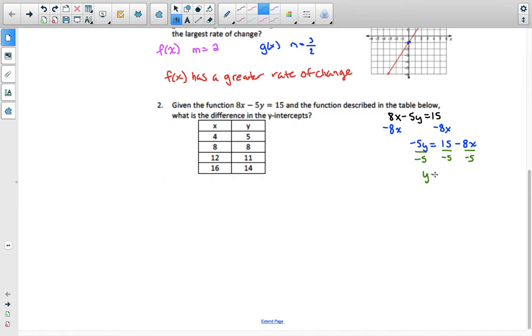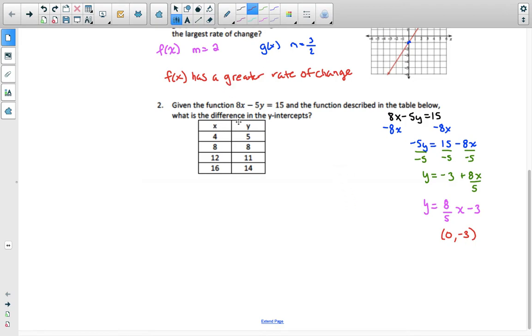So we're going to have y equals negative 5 divided by negative 5 is a positive 1. 15 divided by negative 5 is a negative 3. Negative 8x divided by negative 5 is a positive 8x over 5. So we can write this in slope-intercept form of saying y equals, our coefficient comes first, mx, so 8/5 x, and then we have our constant of negative 3. So the y-intercept of this function is (0, negative 3).